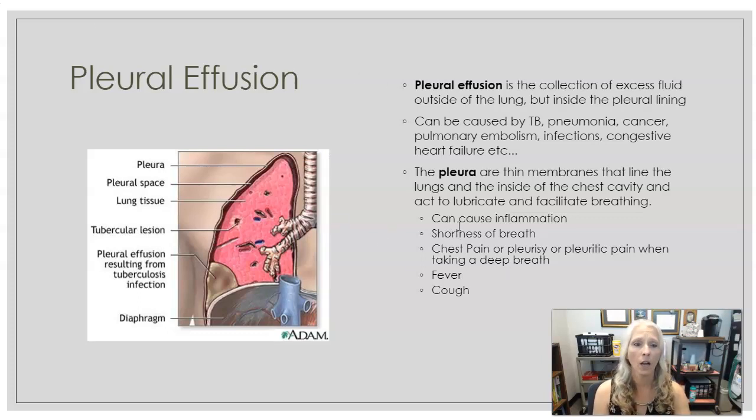It can cause inflammation of the lung tissue, shortness of breath, pain, and pleurisy. And if you've ever had pneumonia, you've probably felt pleurisy because it is pain every time you take a deep breath. It's deep in the base of your lung typically because fluid always falls to the base of the lung, and it's usually accompanied with fever and with a cough.